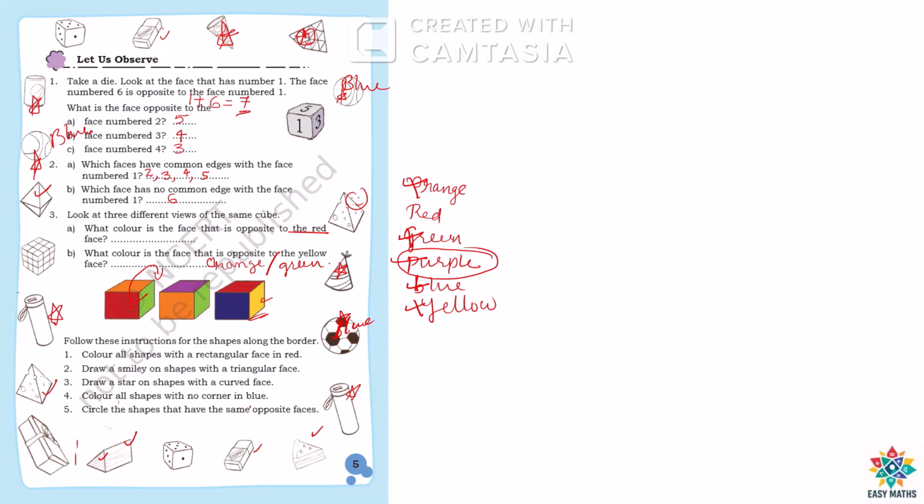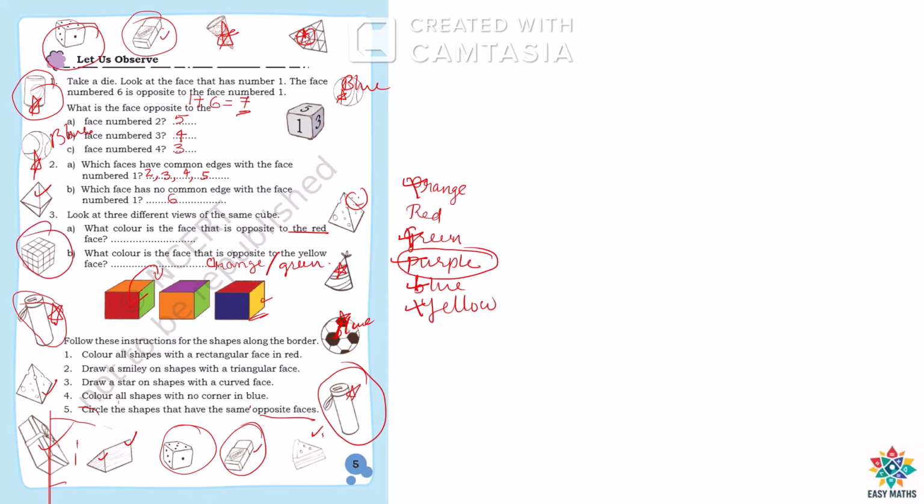Circle the shapes that have the same opposite faces. Circle. So here we have a cube. Here cylinder, can. Here eraser is having same opposite faces. This cylinder is having. This one is having the same opposite faces. This birthday box, gift box, that is having the same. And this cylinder is also having, and this cube is having the same opposite faces.